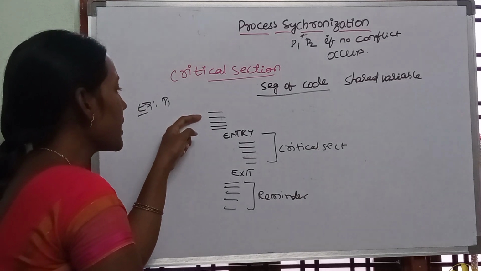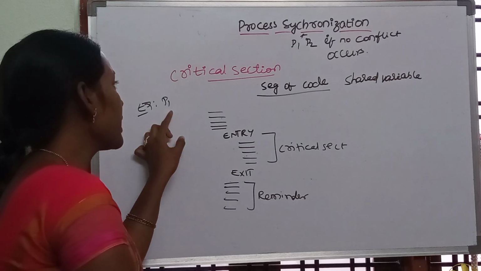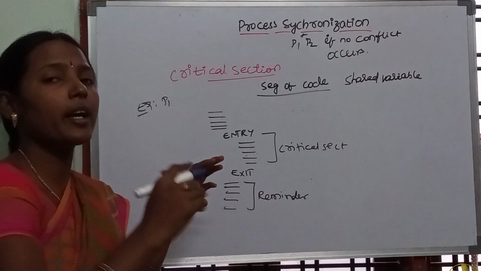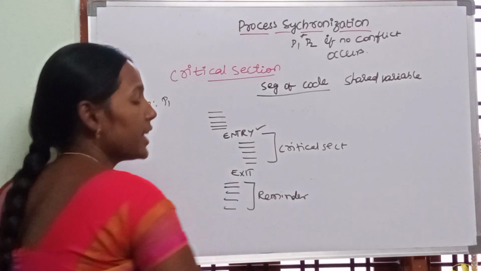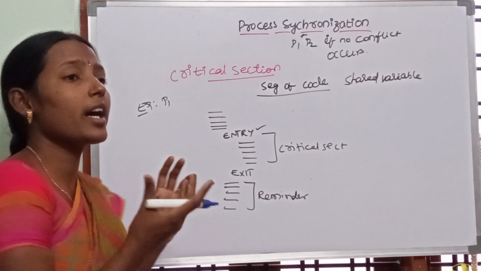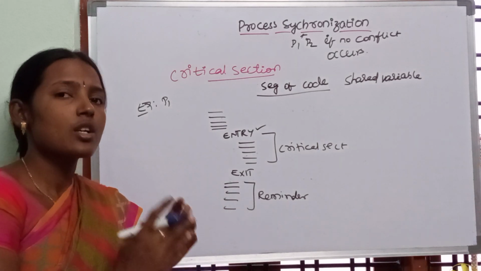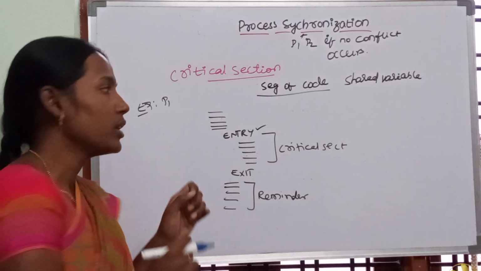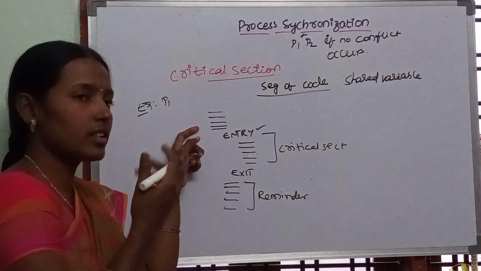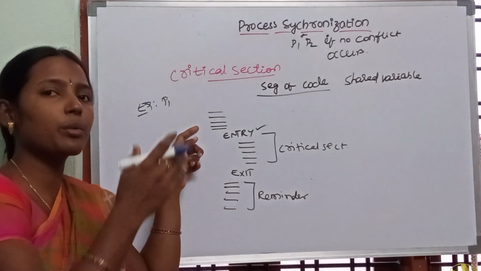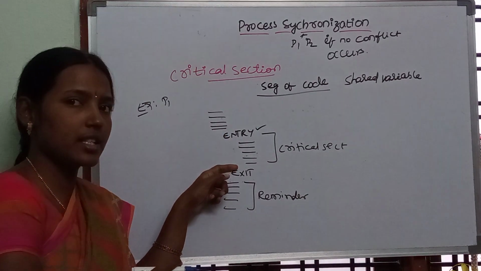Consider a process P1. Process P1 is started and it is executing the program, and it gives the information to the system that it is going to enter into the critical section, which we call the entry. The system has to maintain the critical sections of each and every process so that conflict will not occur. Now P1 starts execution, executes some statements, and signals the system that it is going to enter into the critical section. Now entry happens and it enters its critical section.